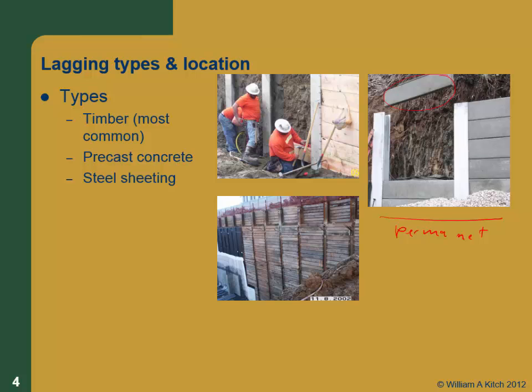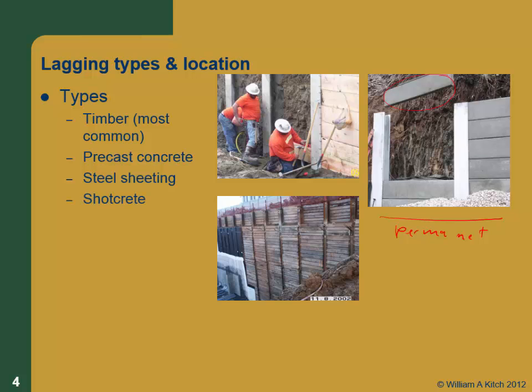Steel sheeting is used some. I have seen steel sheeting used in fairly small areas. The steel actually doesn't have a very good bending capacity compared to the wood, so it doesn't have that advantage. It's better at controlling water, but it's also really expensive. But you will see some steel sheeting used occasionally. It's not very common. It's heavy, it's expensive, and it doesn't really perform any better than the other materials.